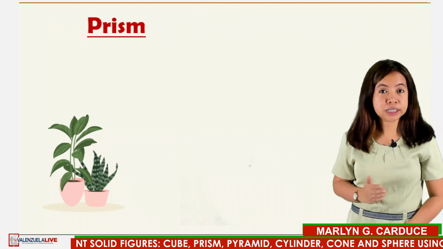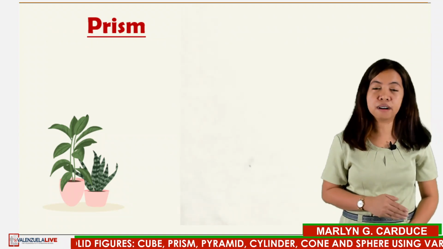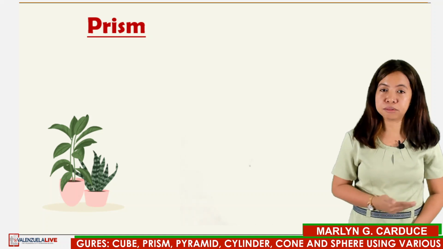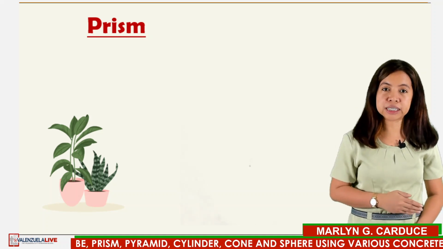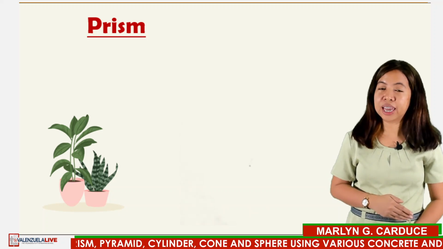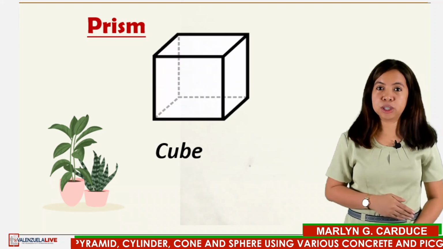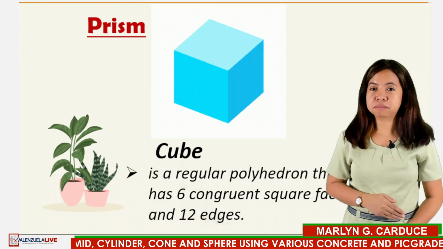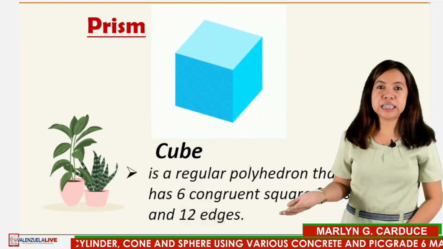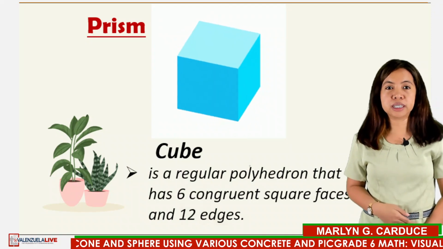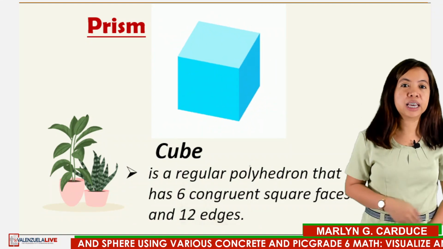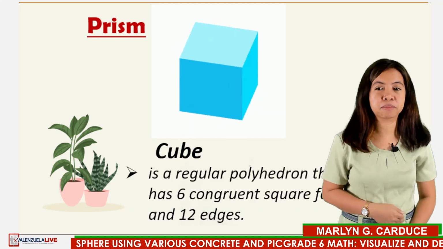There is also a prism whose faces are regular polygonal regions, meaning to say it has congruent faces and edges. And that is a cube. So cube is a regular polyhedron that has 6 congruent square faces and 12 edges.